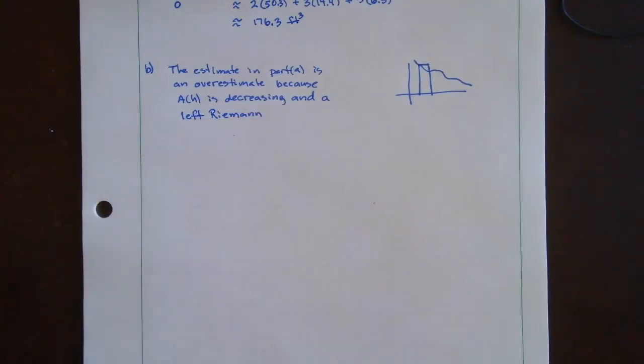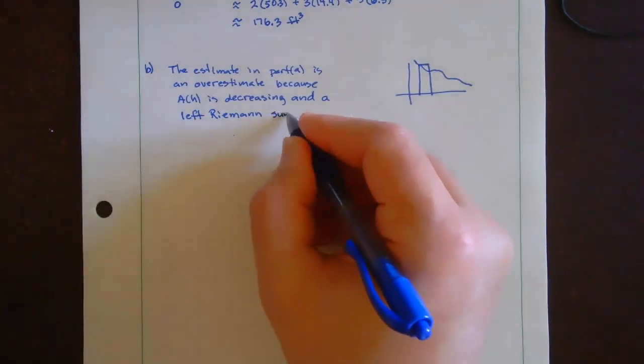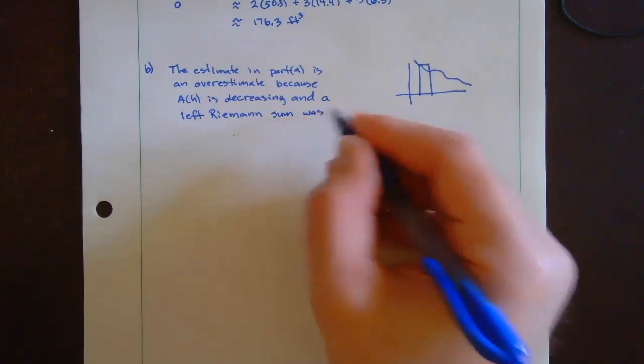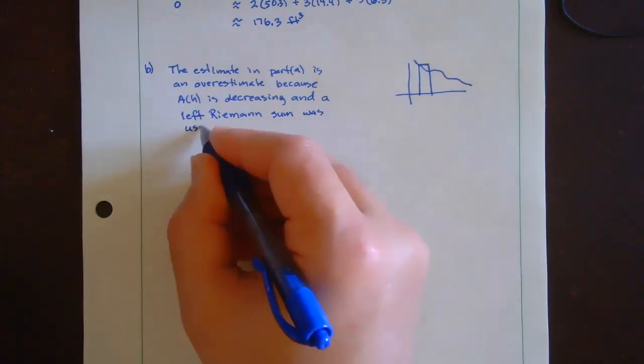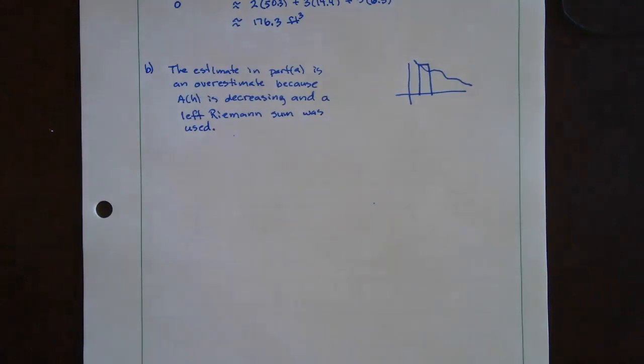I think it's 2 n's for Riemann. Yeah, Riemann sum was used. If you spelled it wrong on the test, it's not that big a deal. Okay, and that's the answer to part B. Okay, so let's go to part C.